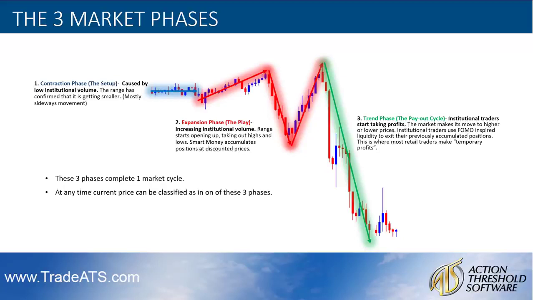At any time, current price can be classified as being in one of these three phases, like we showed you with the chart before. That sideways movement, if you can find the tightest part of the range, is normally going to happen in between sessions. This could be in between the close of New York and the opening of Sydney and Tokyo. You can see that's where you've got low institutional volume, so typically you're going to get that average price, that contraction phase, through that time.